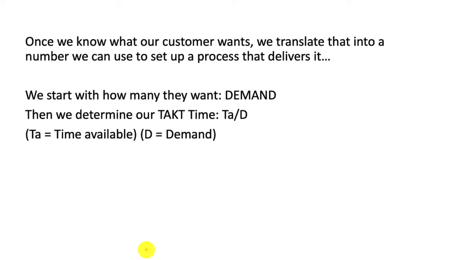And so how do we get that number? Well, we start with the demand. All right, our customer has a certain amount of parts that they want. Of course, there's other things involved, right? They want quality parts that will give us specifications, but we start with the demand. They want some number of pieces, some number of something from us. And then we can determine the takt.